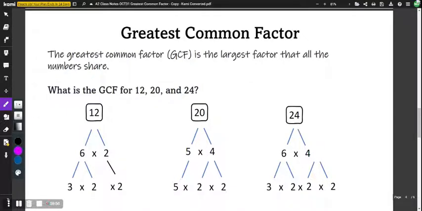So I want to go over the notes and get this up in Schoology. I'm going to go over a reminder or a refresher from yesterday. We covered the greatest common factor.